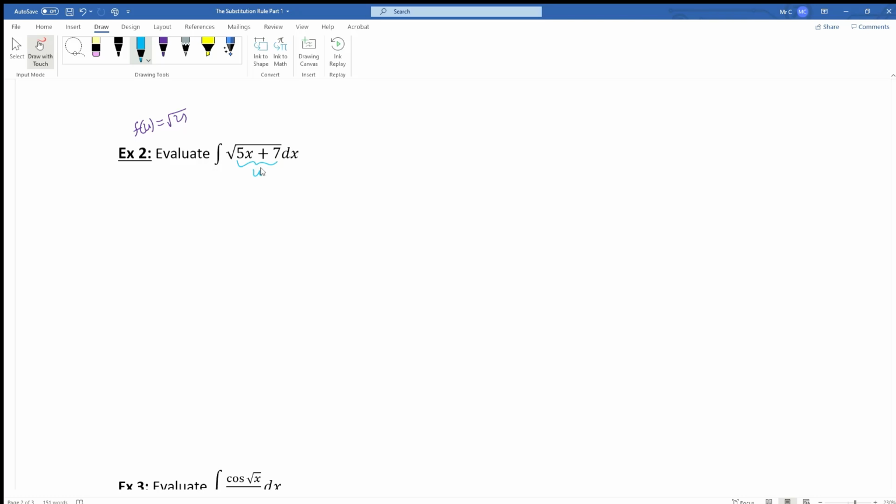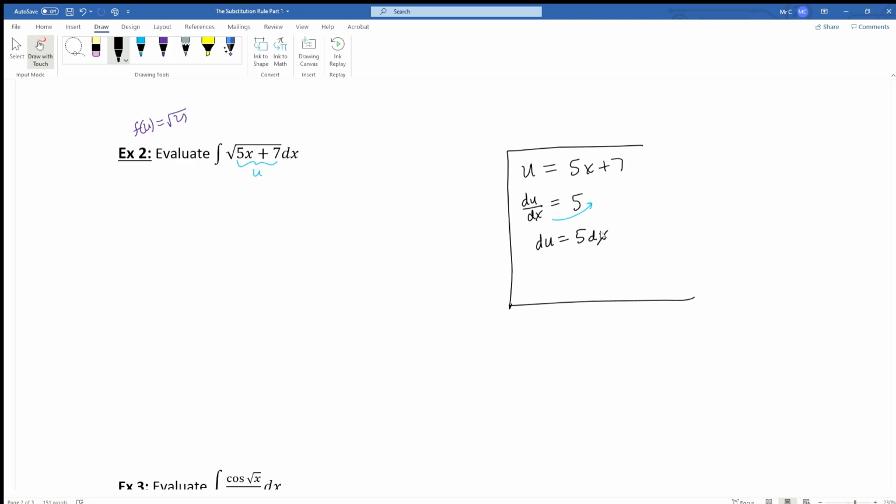So if I just had u there, this would be a lot better. Well, the algebra here is a little bit trickier. We take u equal to 5x plus 7. So that means my derivative of u with respect to x is just going to be 5. And when I multiply my dx across, that's going to give me du equals 5 times dx. But that doesn't quite work because I don't have 5 times dx here. So I have to tackle this one slightly differently.